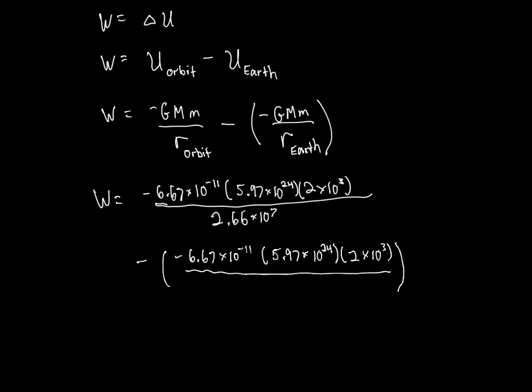So what's the radius of the Earth? Did they give us that number? Yeah, what is it? 6.37 times 10 to the 6 meters. So then you'll plug and chug all those numbers in, and you'll end up with your final answer of 9.5 times 10 to the 10 joules.